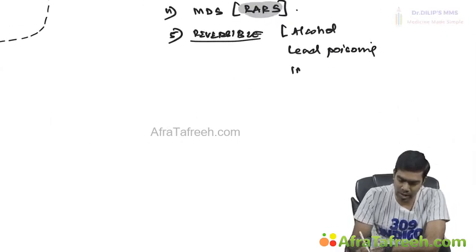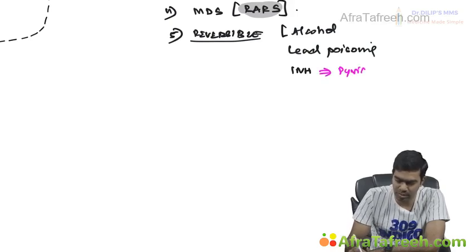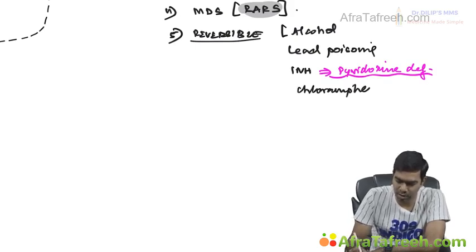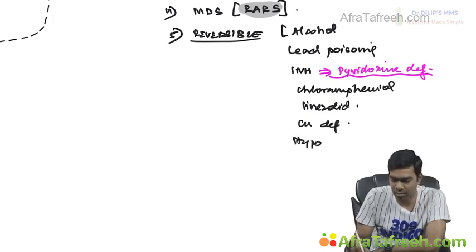Then isoniazid can cause sideroblastic anemia. Because isoniazid, you know very well, is going to cause pyridoxine deficiency, because it's going to consume pyridoxine for its conversion. So it can result in a pyridoxine deficiency. That is the reason you get a sideroblastic anemia. And other antibiotics like chloramphenicol, then you can get it with linezolid, then you can get it with copper deficiency, then you can get it with some chronic hypothermias.